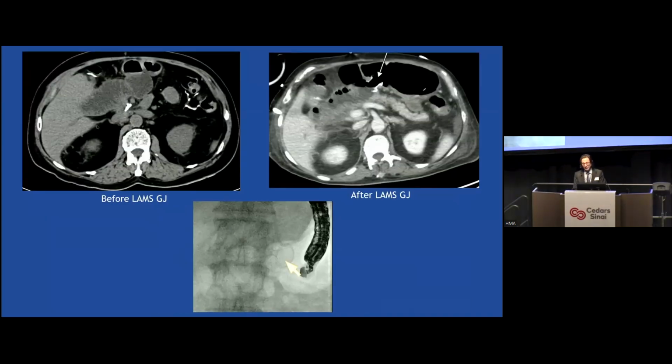So here you can see before the C loop sign and after the LAMS placement. You can see it right here, and the afferent limb is decompressed. And here on our pneumogram, you can see air in the stomach and our LAMS connecting with the afferent limb.